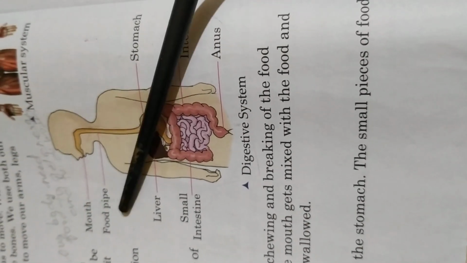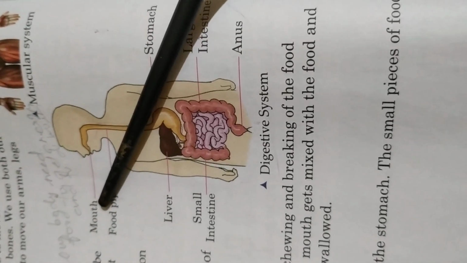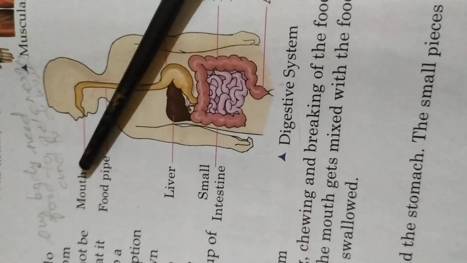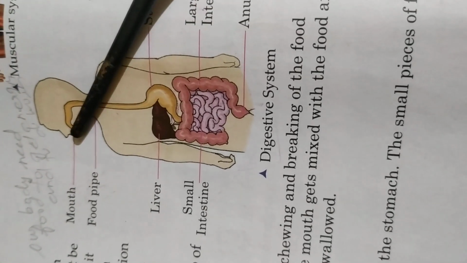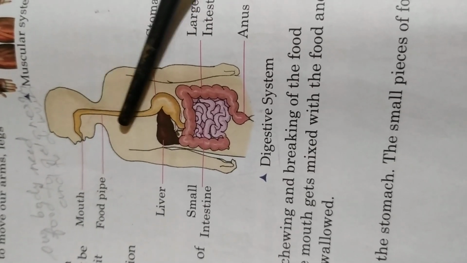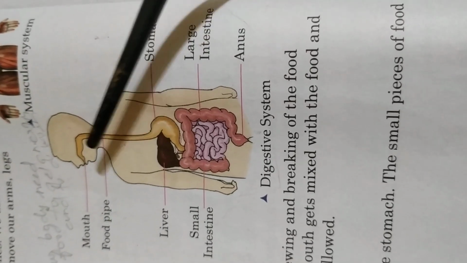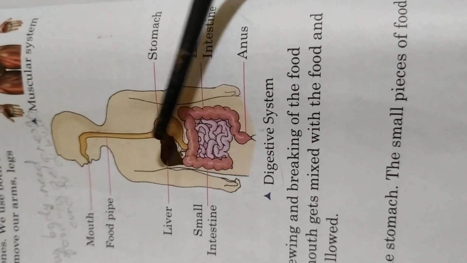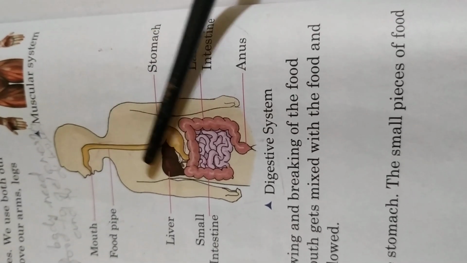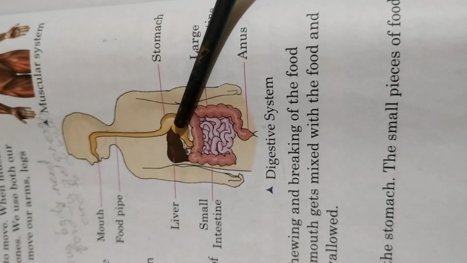Let's see those organs. The very first organ, from where the digestion begins, is the mouth. Then the long tube, can you see the long tube, children? This is what we call the food pipe. It's attached to the mouth, and this is the stomach, the J-shaped structure where the food goes when we eat, isn't it? This is what we call the stomach.